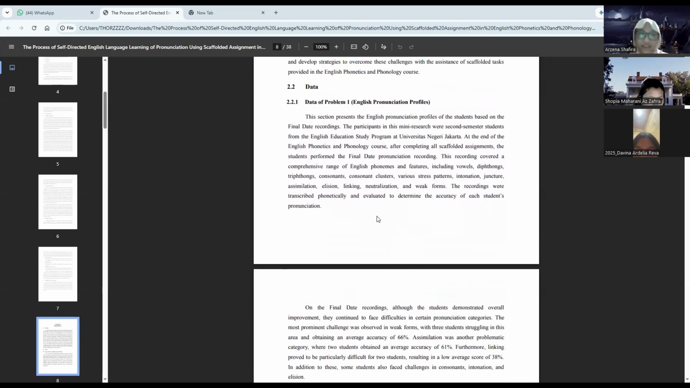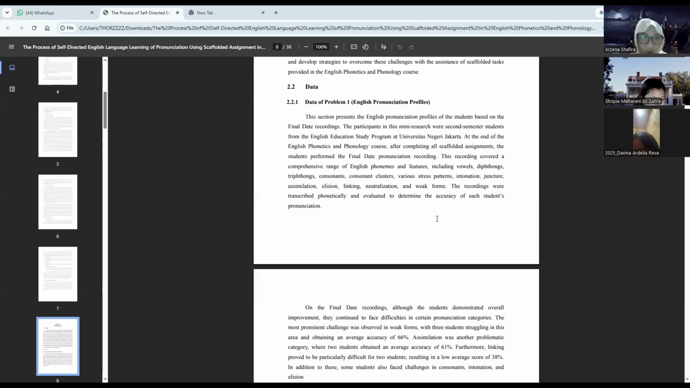The students' English pronunciation profile on the final date. After completing all of the scaffolded assignments from Jelajah Pustaka 1 to 6, the students performed the final pronunciation recording. The comprehensive recording covered a wide range of English sounds and features, including vowels, diphthongs, triphthongs, consonants, consonant clusters, stress, intonation, junctures, assimilation, elision, linking, naturalization, and weak forms.